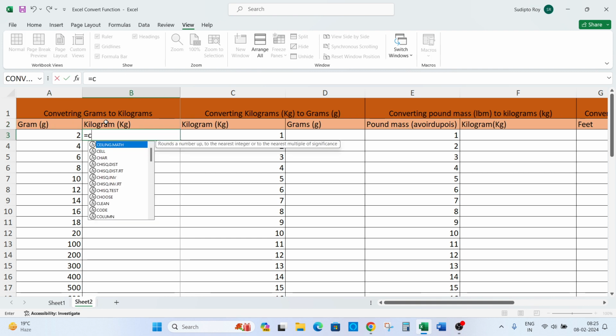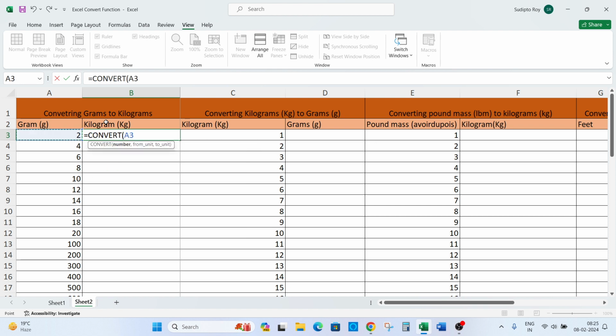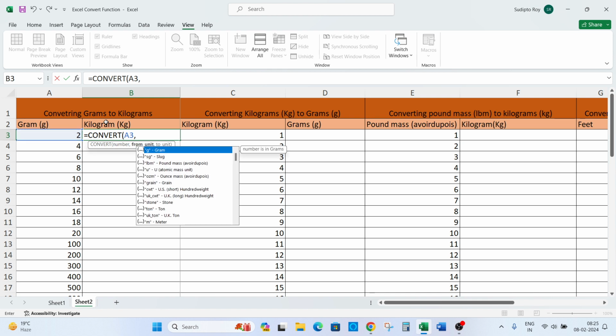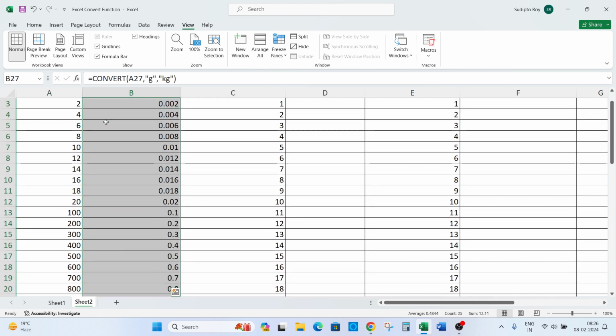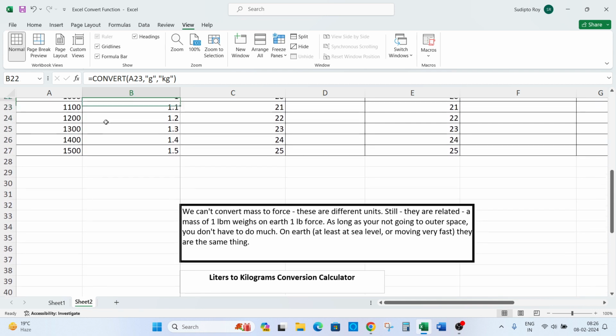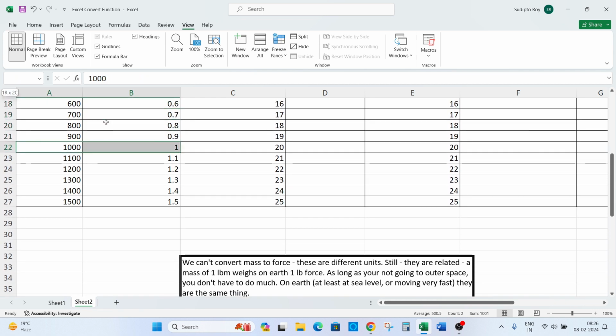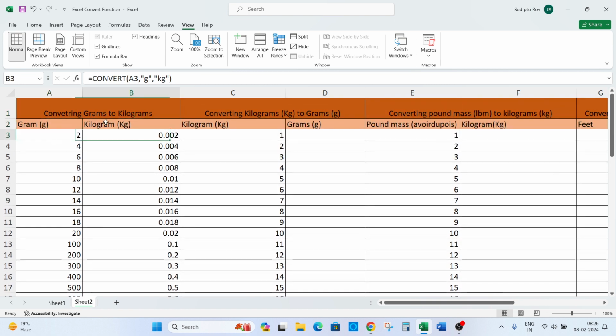We'll just use the formula here, CONVERT, and choose the cell, comma, and within double quotes we'll use gram, which is "g", and again within quotes we'll use "kg". So that's it, we have got our measurements. Let's recalculate it once more and see if we got the correct one. Okay, this seems to be correct.